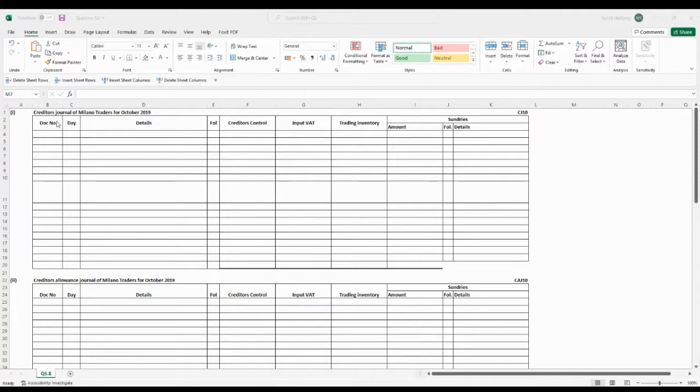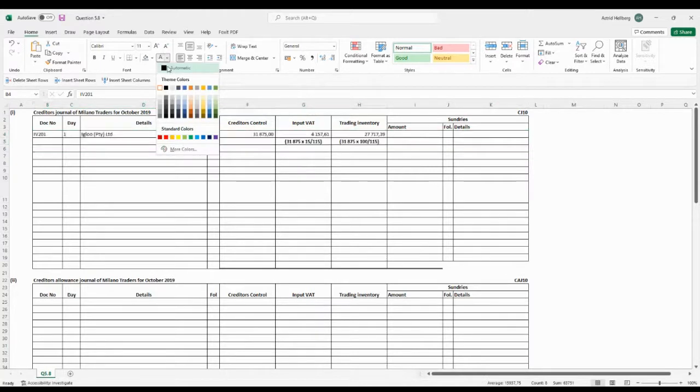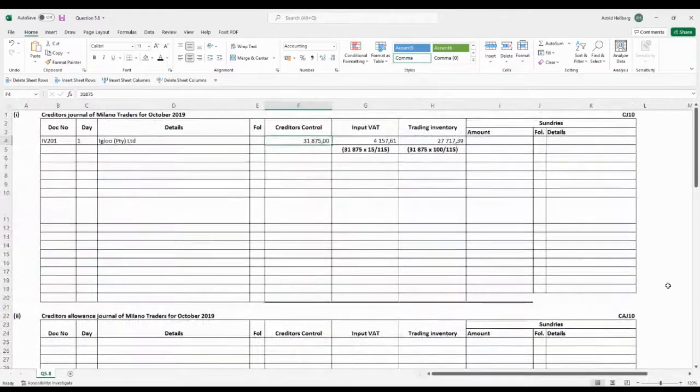So the first transaction we said we purchased trading inventory on credit for 31,875. So that is our creditors journal. Let me just make it slightly bigger. 31,875 is the amount that they've given to you. Then, because we said we are registered for VAT, we have to take that amount and multiply it by 15 over 115 to work out the input VAT component of it. And then the remaining goes to trading inventory. Now we know it's trading inventory because we've got a perpetual inventory system.